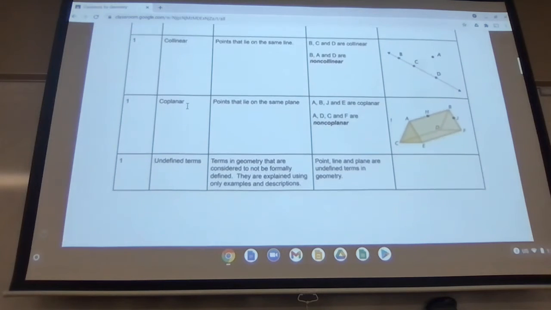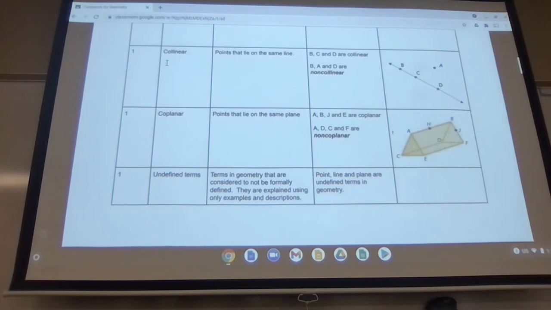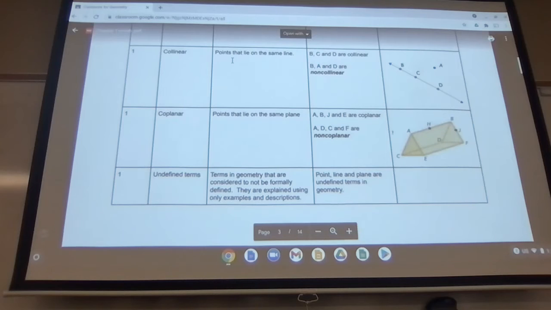Next definition is collinear. If you break this word apart, the prefix co means 2 or more. Linear means line, straight line. Put that together, you have your definition. Collinear is points that lie on the same line. See, collinear, think they're on the same line.